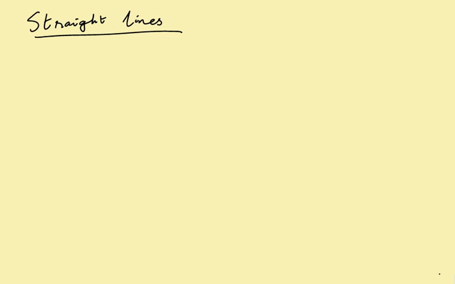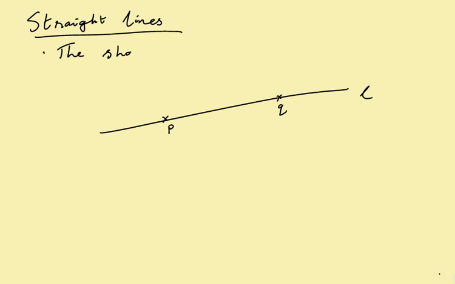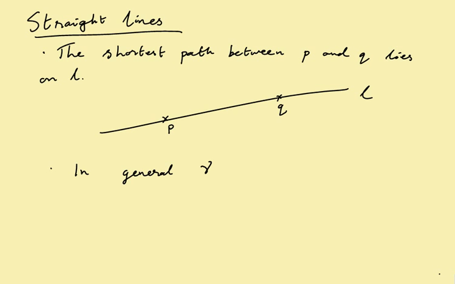Let's take a straight line and take 2 points P and Q on it. Well, let's call this L. So the shortest path between P and Q lies on L. Okay, so this is the property that you would want to abstract out, and in general, gamma contained in X satisfying this is called a geodesic.